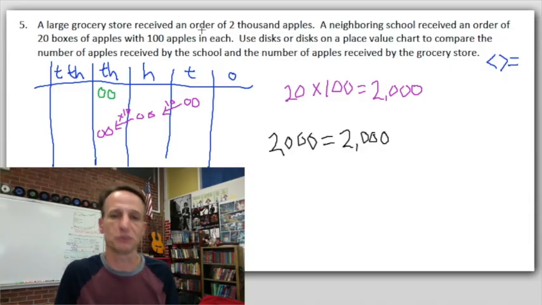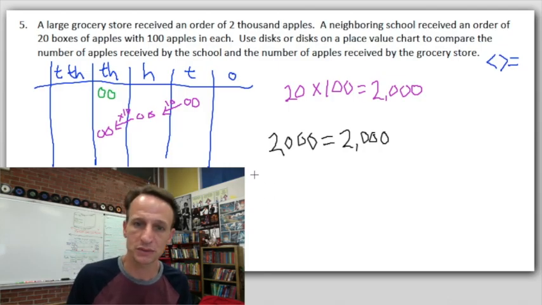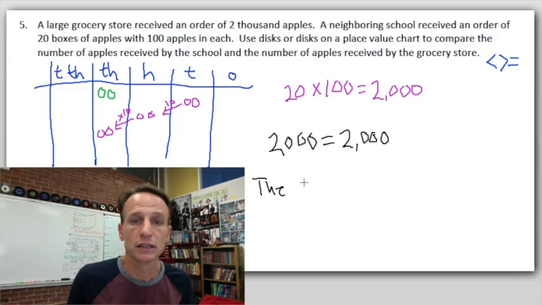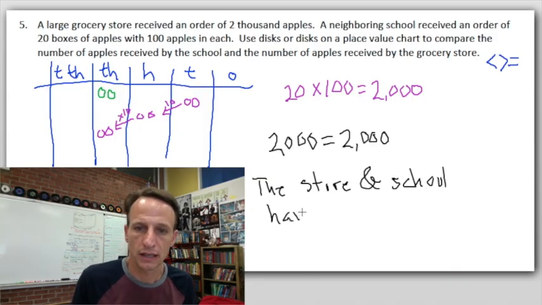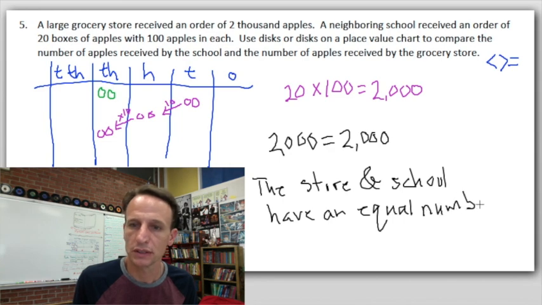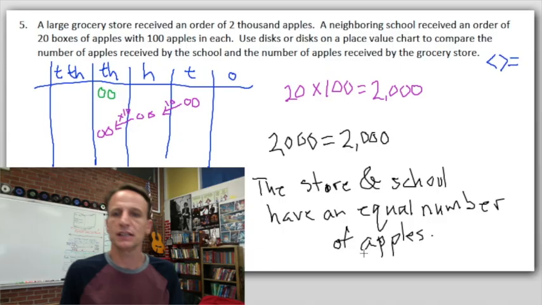And so we've read carefully, we drew this place value chart, we've written our math, and now we'll just write a statement. We will say the store and the school have an equal number of snozberries. No, just kidding. Apples. The store and the school have an equal number of apples.